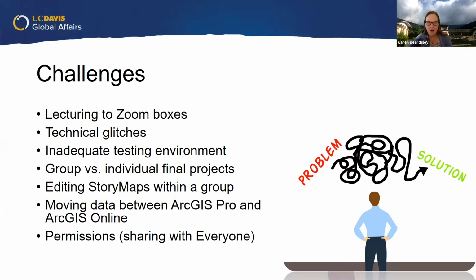Editing story maps, I now realize that there's a way that more than one person can edit a story map, but my inexperience didn't allow me to know that before the class started. Also, moving data between Pro and ArcGIS Online was a little tricky. Some things you could do in one place, and some things you could only do in the other. And then finally, permissions. If I have students putting together these projects, then I put them into a collection. If they didn't share everything with everybody, it wouldn't show up. So there was a lot of work that had to go around that.